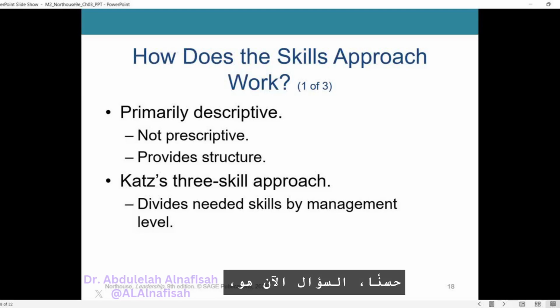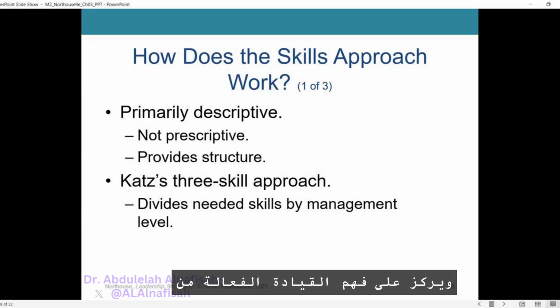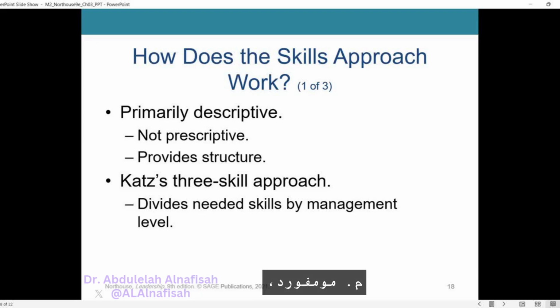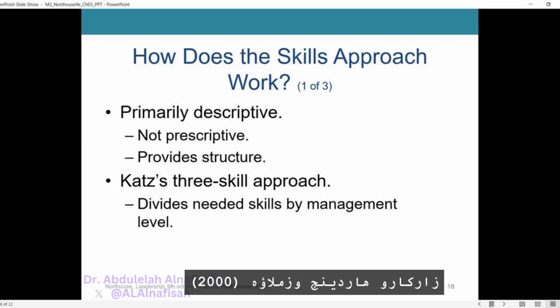Okay, now the question is, how does the skills approach work? The skills approach to leadership is primarily descriptive, focusing on understanding effective leadership through a skills perspective rather than offering specific prescriptions for success. It builds on the work of Katz, 1955, and Mumford, Zaccaro, Harding, and colleagues, 2000, to outline the structure and functions of leadership.